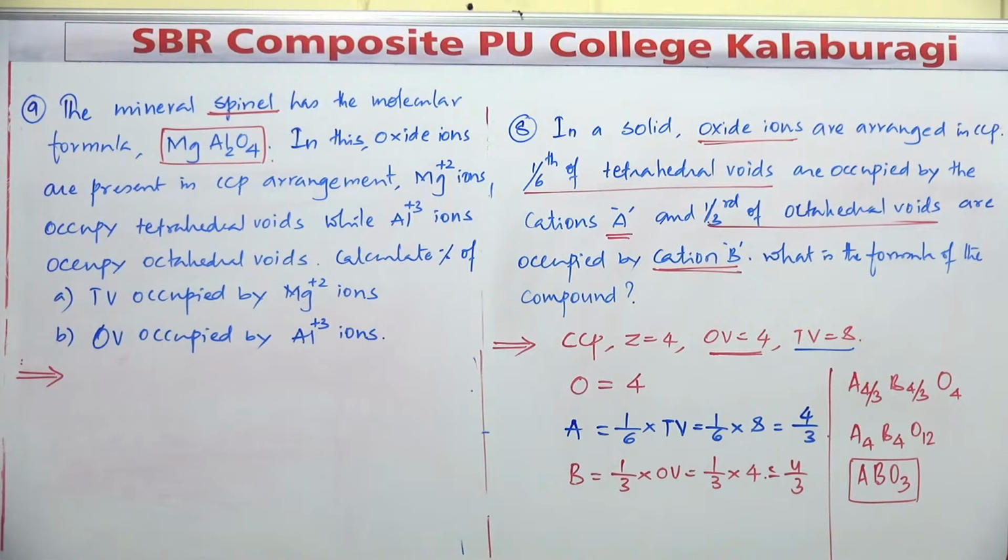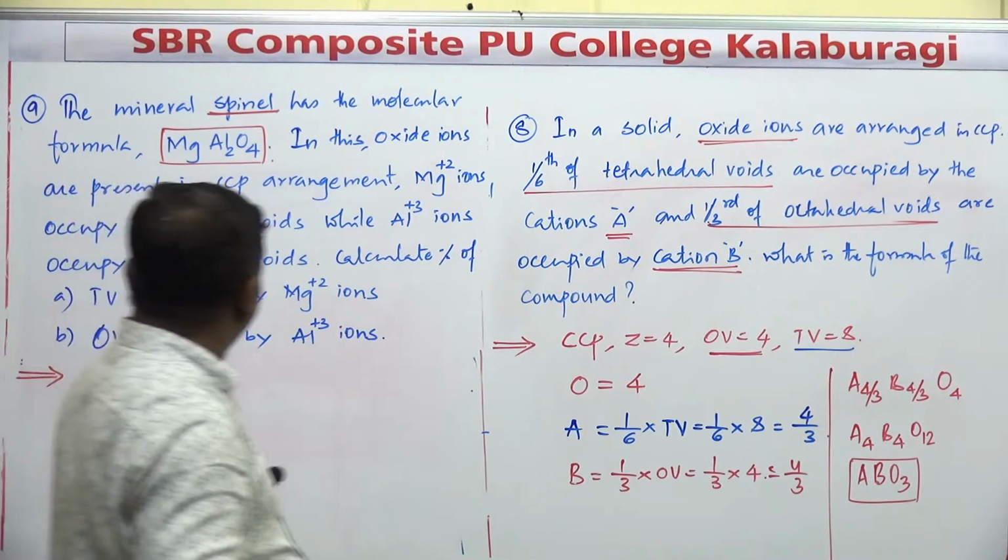Try to find out the answer for this one. What is the percentage occupied by Mg plus 2 and the percentage of Al plus 3, which is occupying octahedral voids? Make it fast.